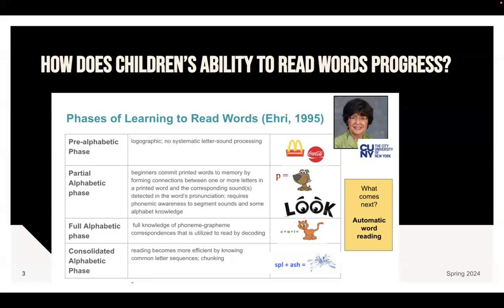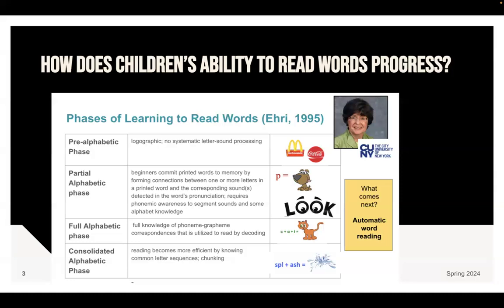The last phase is the consolidated alphabetic phase. And this is where reading becomes more efficient, more fluent, and students can begin to focus more on rules or chunks of words, patterns that they find within words, and decode them systematically rather than sounding out each letter.